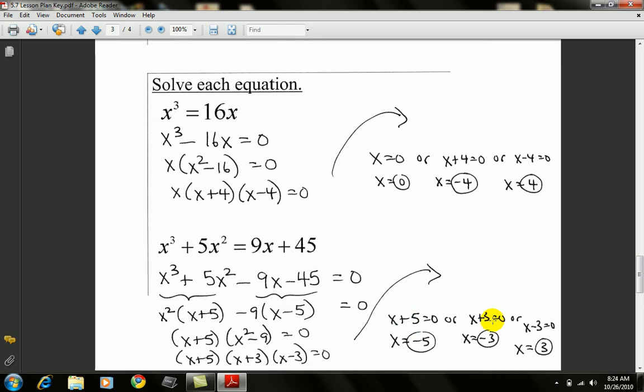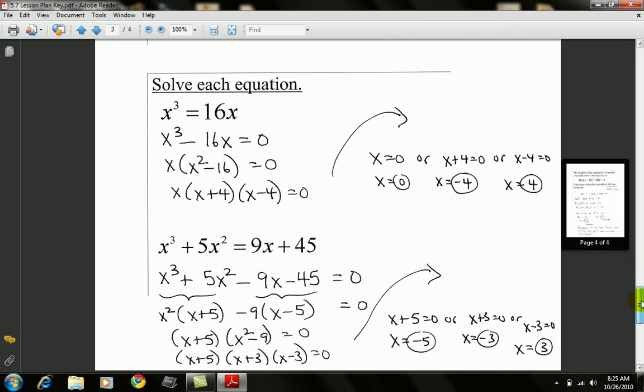When I set up my 3 cases and I solve, I get the answer negative 5, negative 3, and positive 3. So the only change I want you to make on your notes, this right here should be a plus. And think about why it should be. A negative times a positive gives me a negative. So make that change on your notes. Make it a plus. That's why the x plus 5 will come out of both of these. And that's again called factoring by grouping.